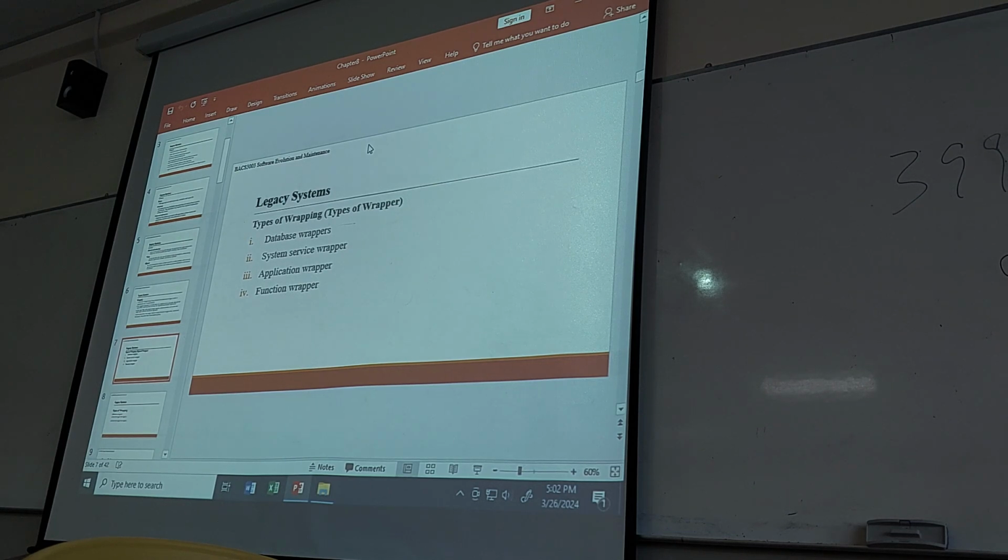Types of wrapping. This one is very easy. Database wrapping, system service wrapping, application wrapping, function wrapping. What is the difference? The difference actually is the scope only. Database wrapper is to wrap the database. Service wraps the service. Application wraps the whole application. Function wraps a certain function. That's it. The concept is the same, just the scope or size of wrapping is different.